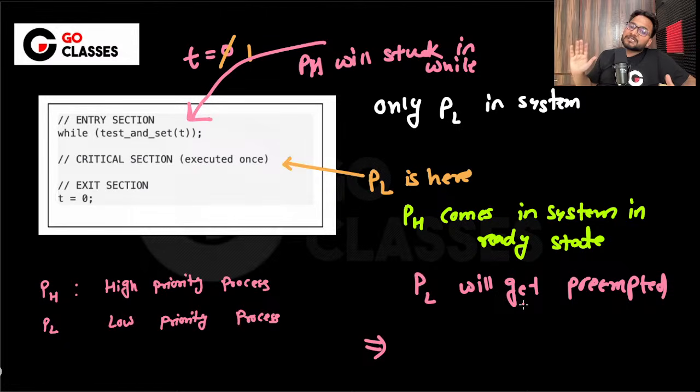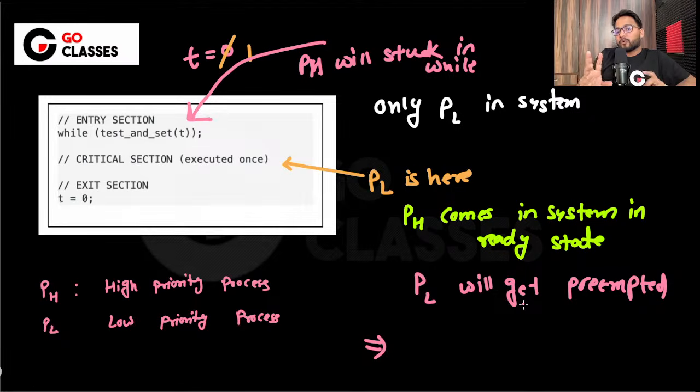Then since it is a priority scheduler, PH got the priority and PL got preempted. So the high priority process is trying to acquire the lock, which it cannot acquire because it has already been acquired by the low priority process. And since the low priority process cannot be scheduled again because it is a priority scheduler, it will only schedule the high priority process until it is finished. So that's why PH will get stuck and the system will be in deadlock, right?